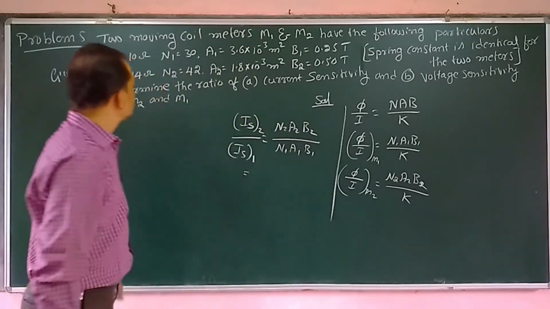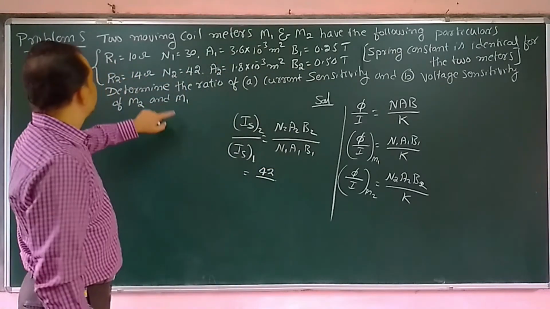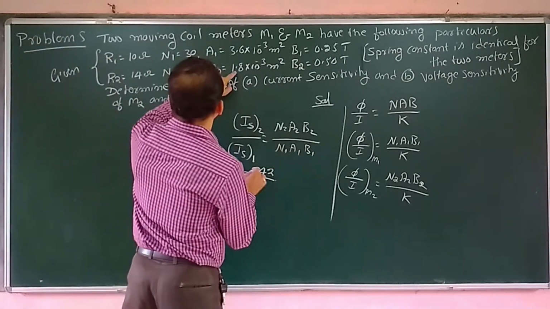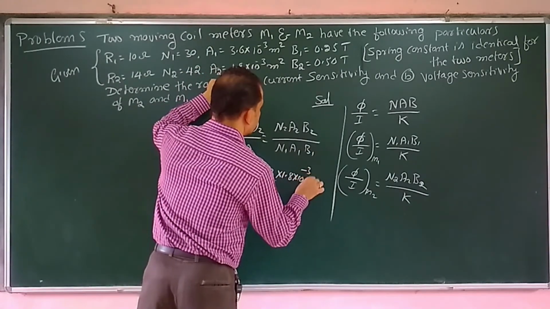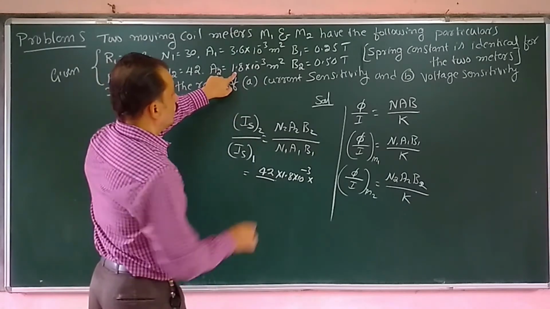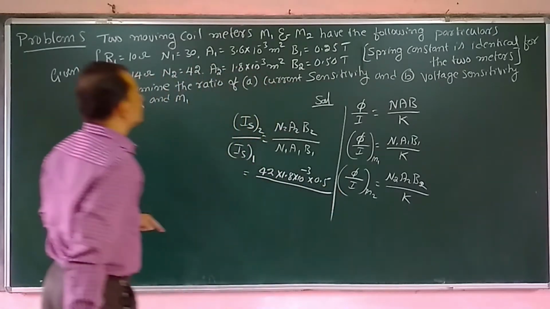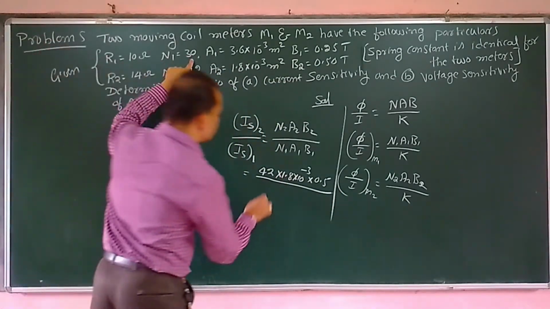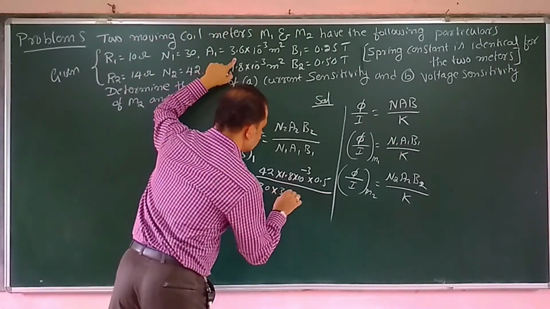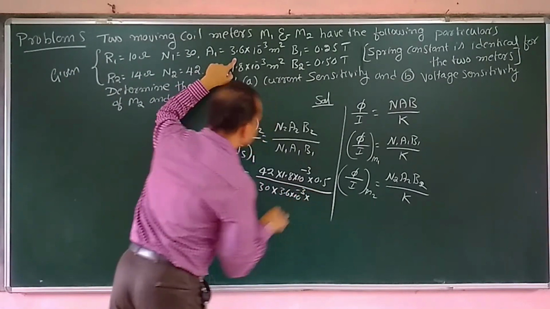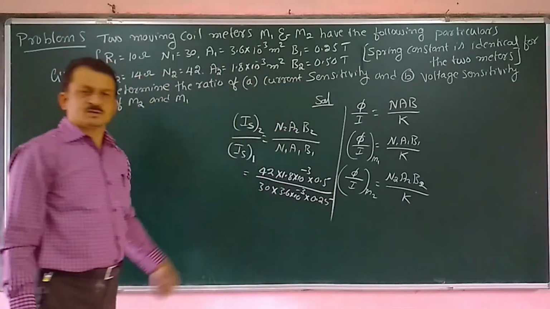Now substitute the values. N2 is given 42, A2 is given area, that is 1.8 into 10 raised to minus 3, and B2 is 0.5, whole thing divided by N1, it is 30, into A1 3.6 into 10 raised to minus 3, and field 0.25. Now just simplify this one.